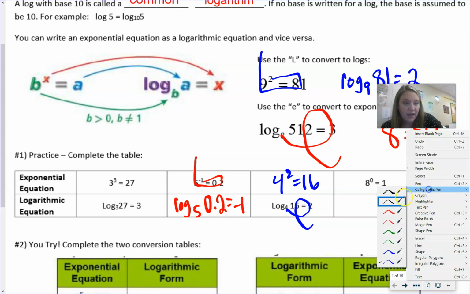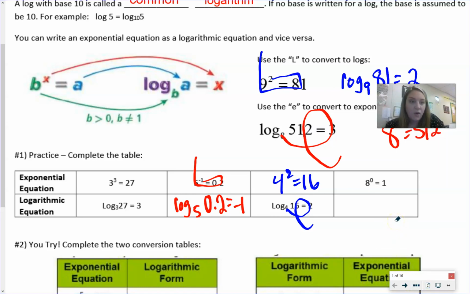All right, and then we have one more. We have 8 to the power of 0 equals 1. We're going to write it as a logarithm, so we always have the word log first to show it's a logarithm. My base is 8. My base always comes first. The value we're equal to is 1, and logs always equal the exponent, which is 0. Draw my L. I get to go in that same order.